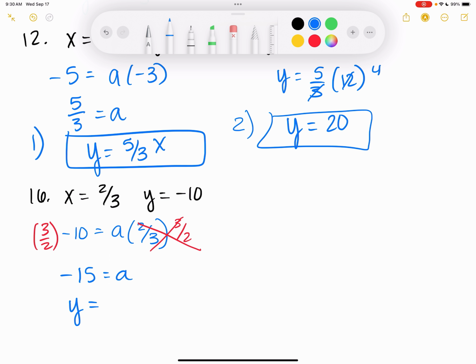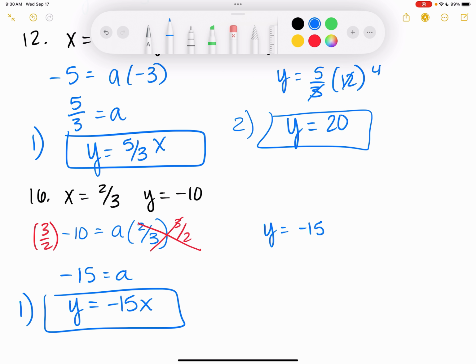A lot of people stop and just leave it at a, but that's not what it asks you for. It asks you for the equation. And then I plug in y equals -15 times 12. Anybody know what that is? It's 12 times 12, 144. And then what's 12 times 3? 36. Oh, it's 180. Negative 180. I can't math.